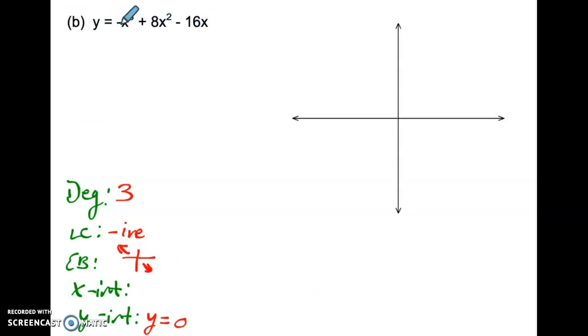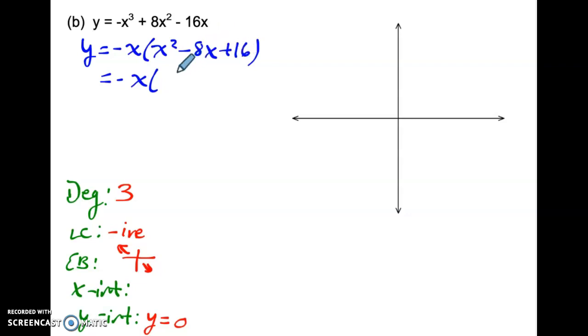So there is a common factor here of negative x. So I'm going to start by pulling that out. And that would leave me with x squared minus 8x plus 16. And now that's a quadratic, two numbers that multiply to 16 and add to negative 8. It's actually going to be a perfect square trinomial. It would be negative 4 and negative 4.